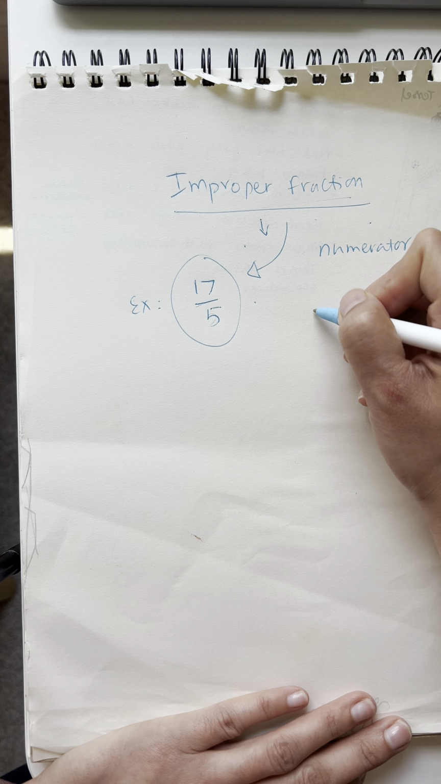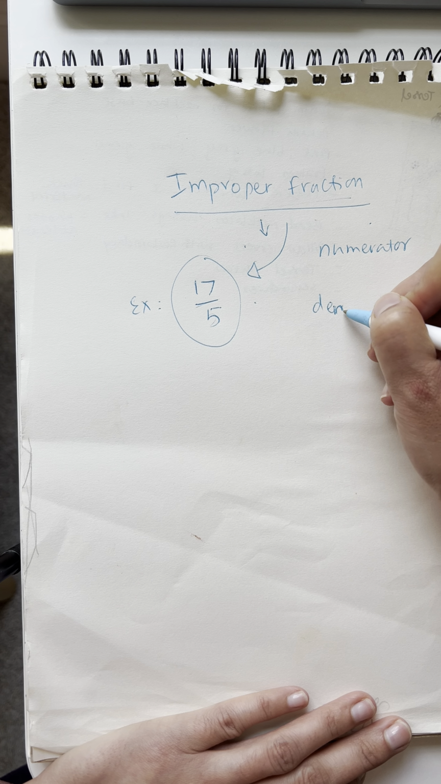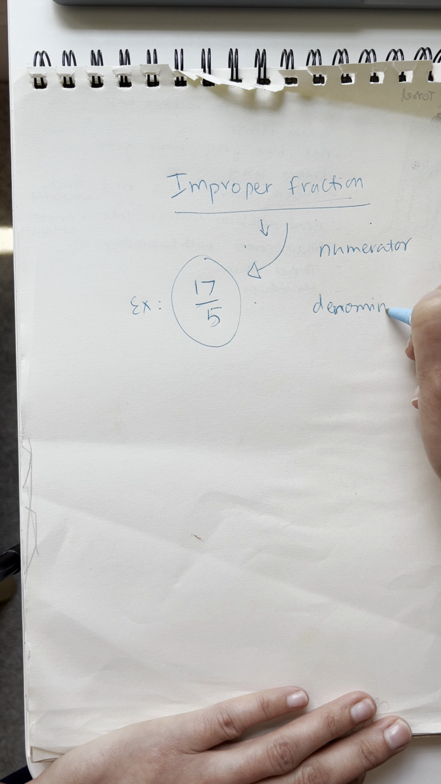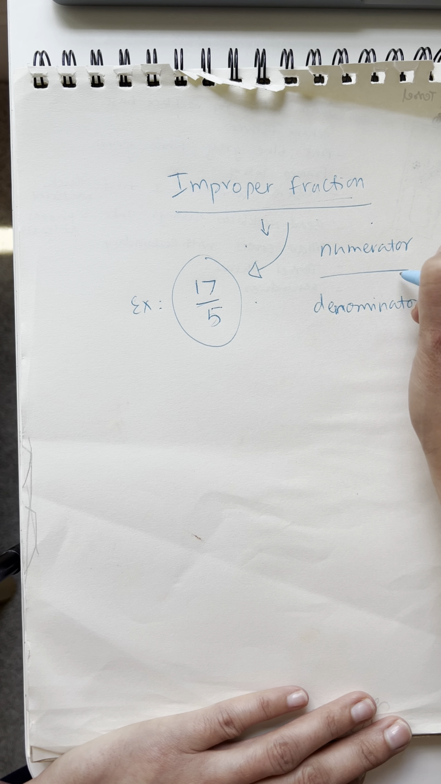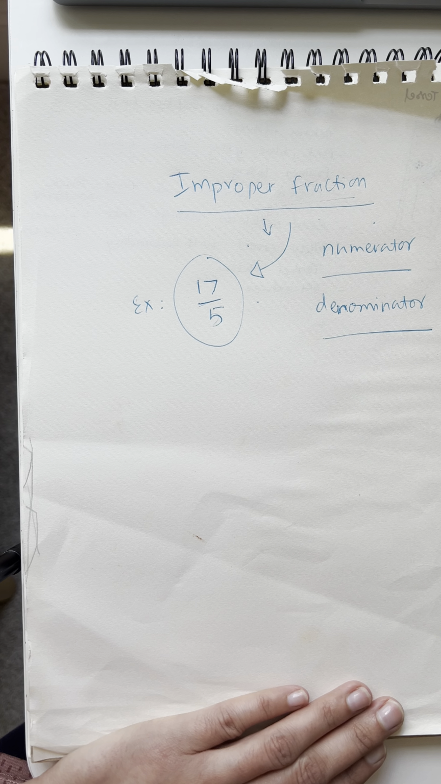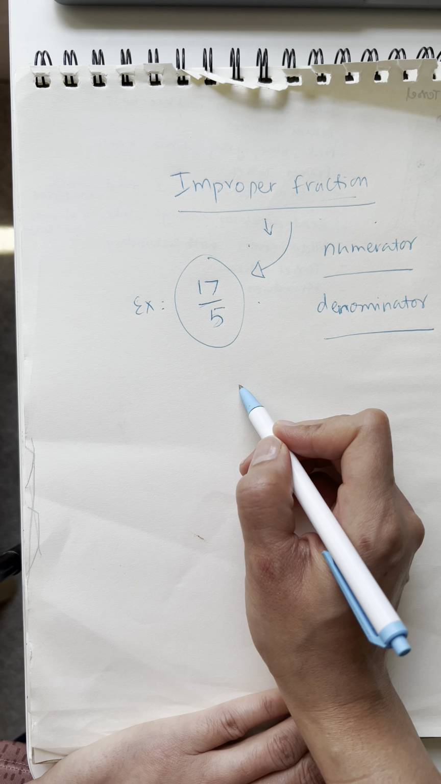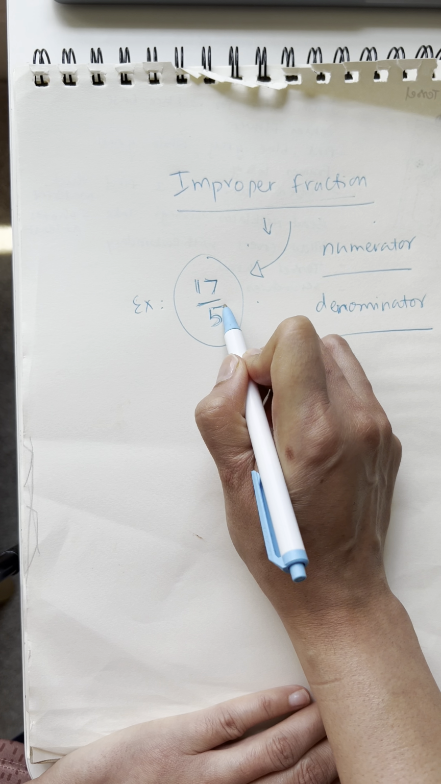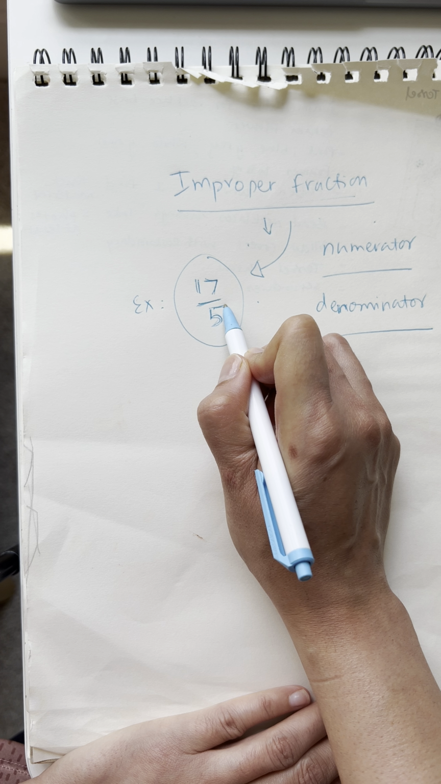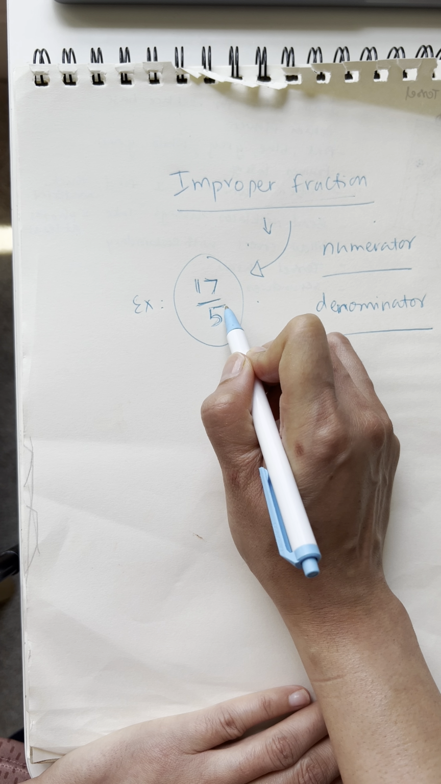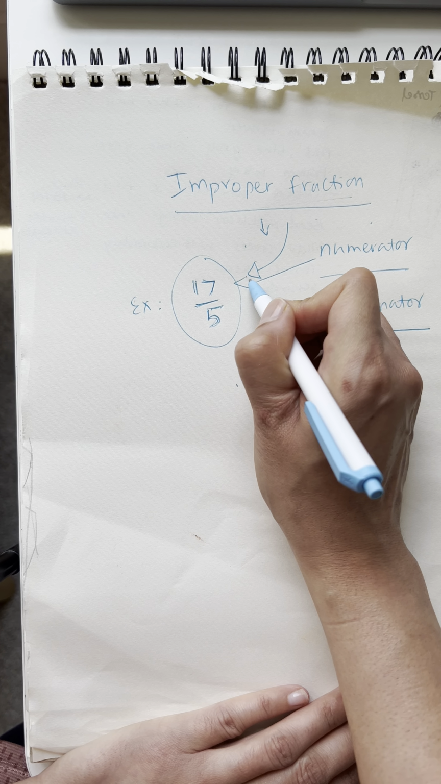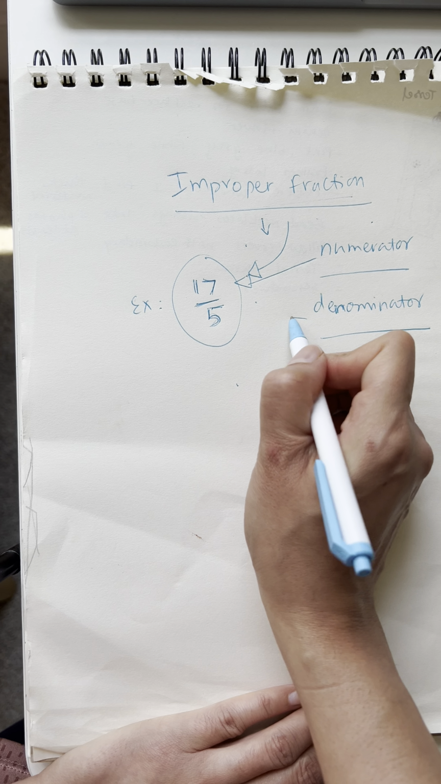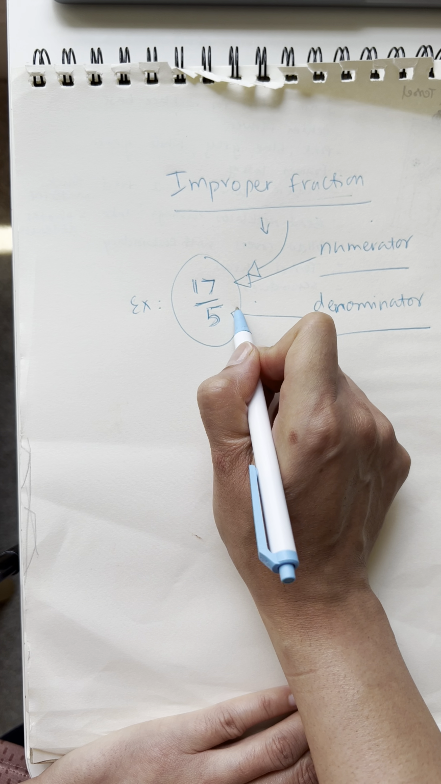Numerator and denominator, these two terms. So let's take one example. We have 17 by 5. In this, who is the numerator and who is the denominator? So 17 is the numerator and 5 is the denominator.